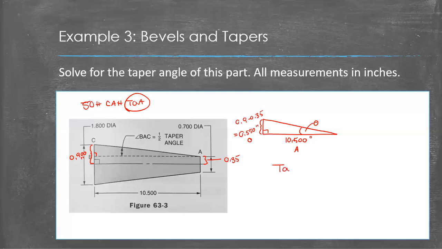So the tan of the angle is equal to the opposite side first. It goes on the top, so the opposite side is 0.550 divided by the adjacent of 10.50. Putting this into your calculator, you will get tan of the angle is equal to 0.05238. Looking for an angle, so we use shift tan.